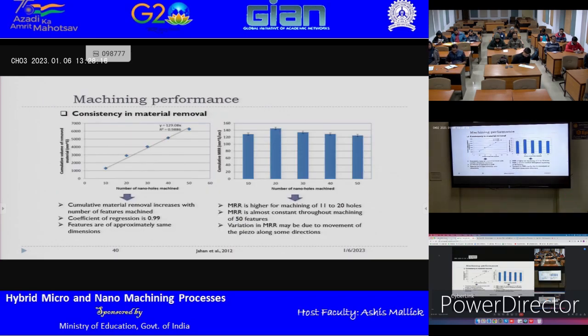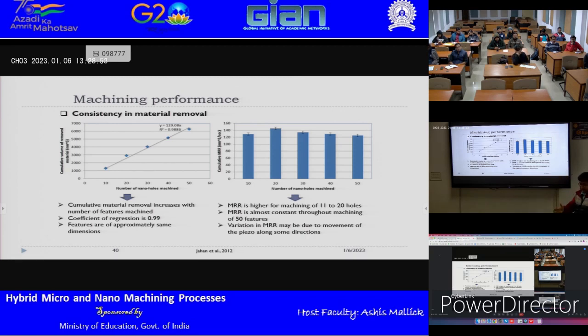Now, consistency in material removal rate is very consistent. If you look at the number of nanoholes machined and volume removed, it follows a very good trend, right? So for some cases, if the diameter is slightly smaller, maybe the depth covers that, so the depth is higher. So the volume removed for individual features is very similar, and that's why we got very similar results. So you see the material removal rate for the first 10, next 10, then 20, 30, 40, 50.